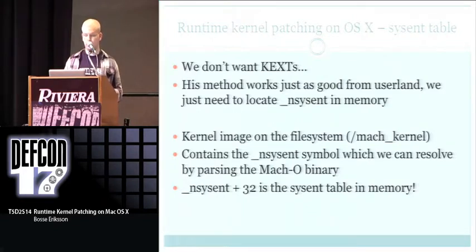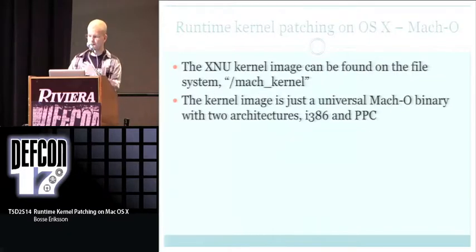And on OS X, the kernel image is on the file system, called mach_kernel in /, and it contains the nsysent symbol, which can be resolved by parsing the Mach-O binary. And you take that symbol plus 32, and there you have it, the sysent table. So you don't need a kernel extension to do this. As I said, I was thinking about doing some Mach-O parsing here, but we don't have time, so I'm going to skip it.